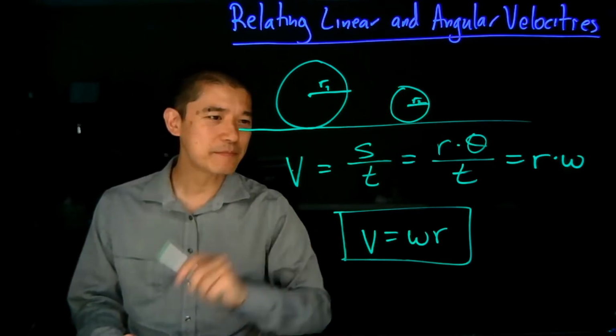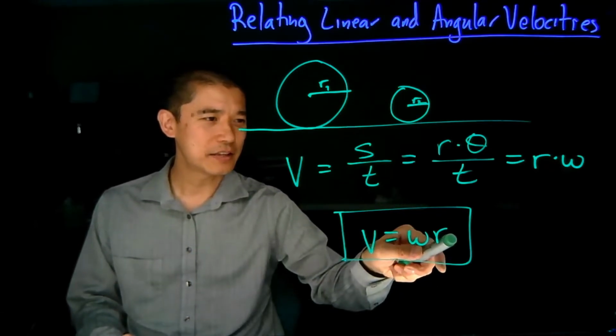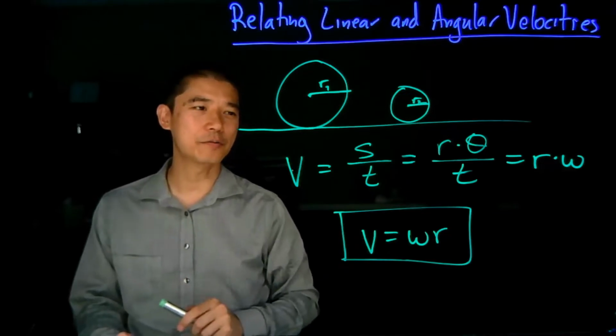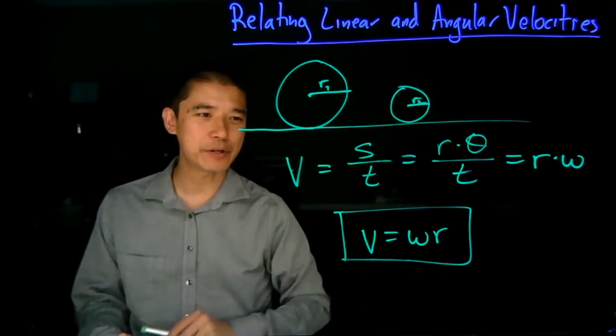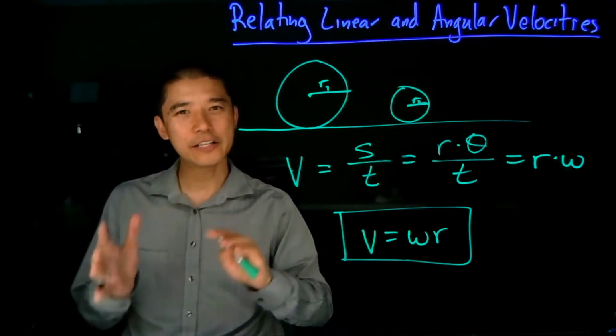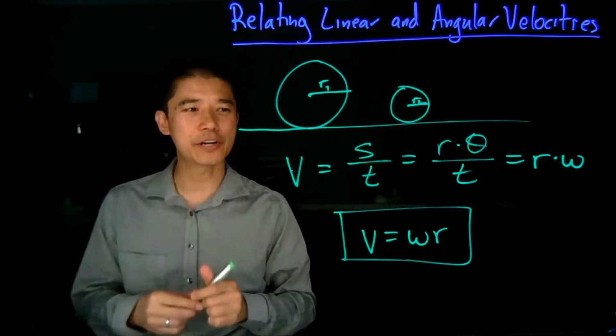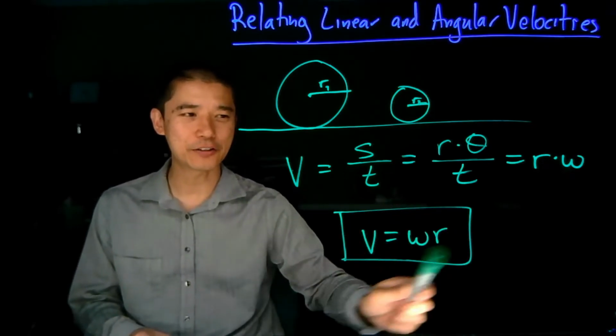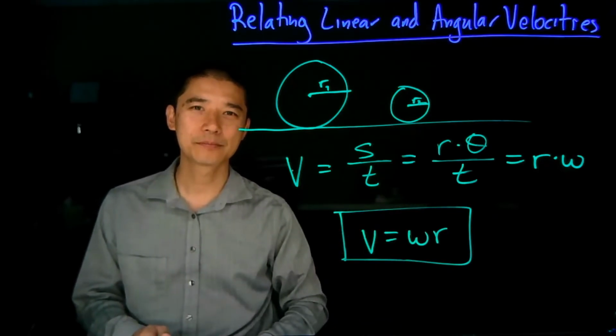If we have the same linear velocities, then the bigger radius has to have a smaller omega, and the smaller radius has to have a bigger omega, and that corresponds to the picture that we have up here. So these are how linear and angular velocities are related to each other, and this is the formula we're going to need to understand in order to do the problems.